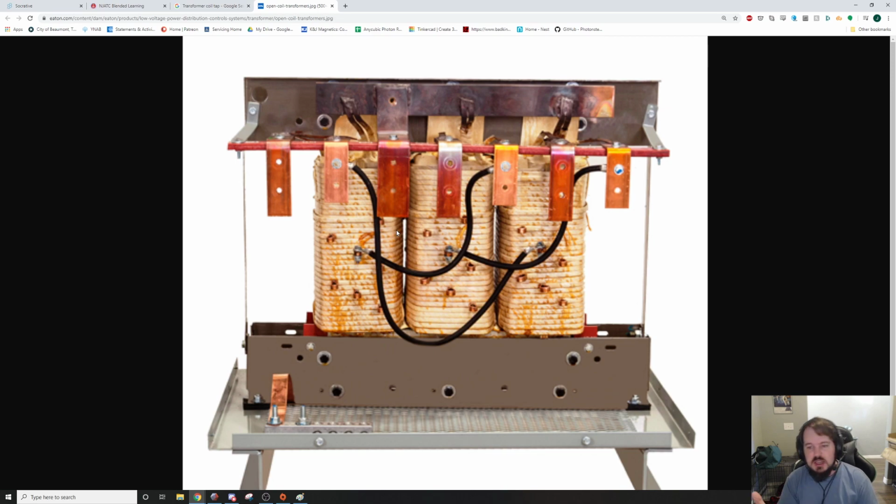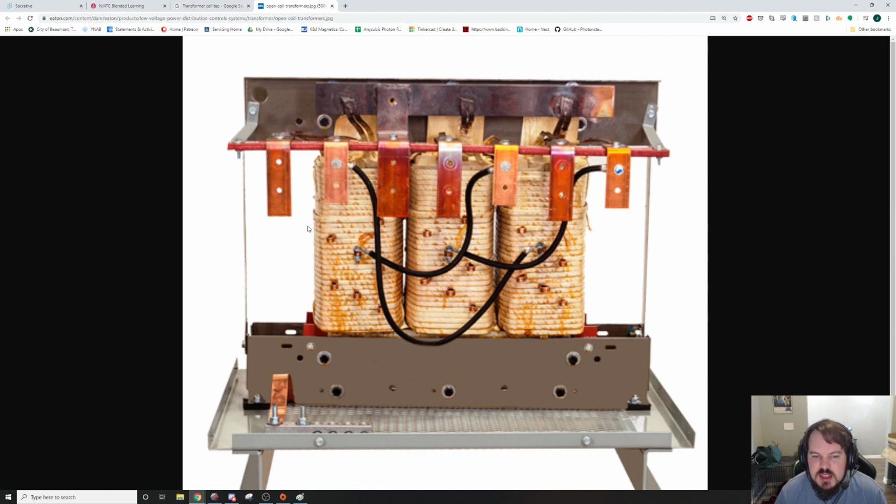One would think I just saved the picture, but at least now you get some attribution. Okay, so on here, if you look right here, all these little bends in the coil where you could put the bolt through and tighten it down, that is a coil tap.